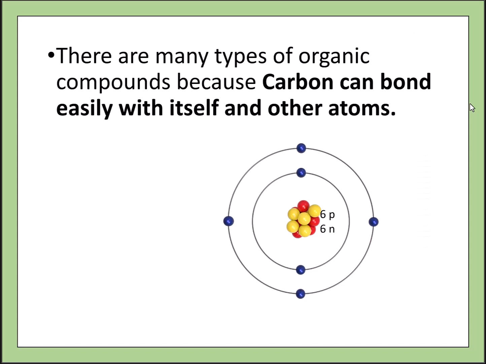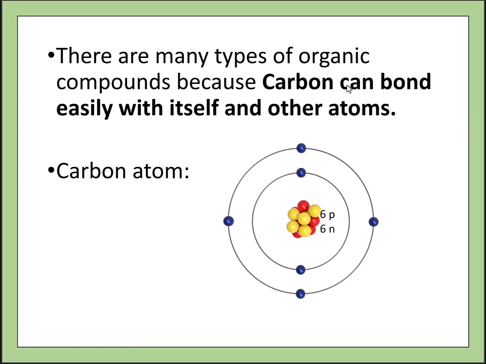There are many types of organic compounds because carbon can bond with itself and other atoms. So these macromolecules all have carbon in them, and one of the reasons that they can form such large compounds is because carbon bonds very easily with itself and with other atoms.